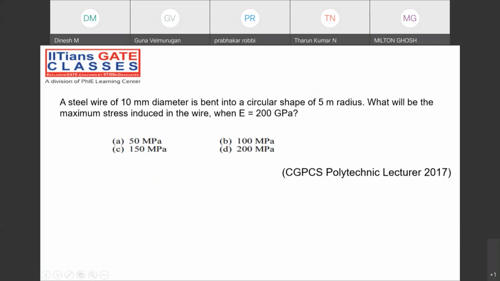So all of you can please try this question. A steel wire of 10 mm diameter is bent into a circular shape of 5 meter radius. What will be the maximum stress induced while applying the bending? There must be bending stress introduced in the wire. That is what we need to calculate. Just think, take 1 minute, and try to tell me the answer.